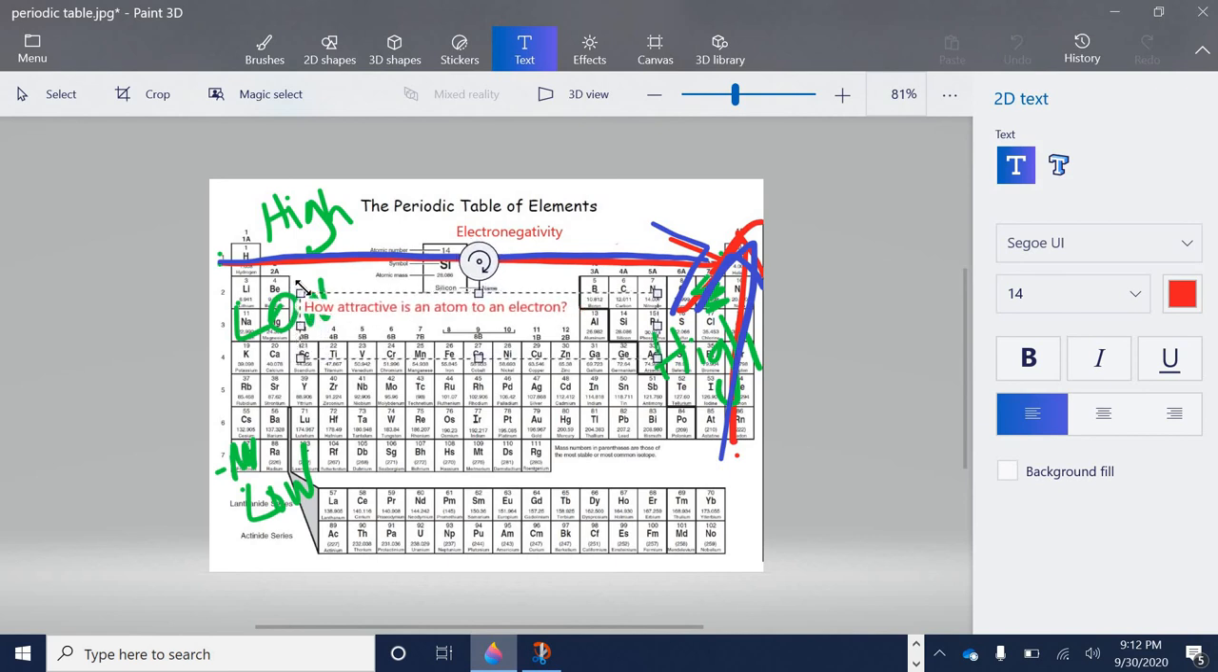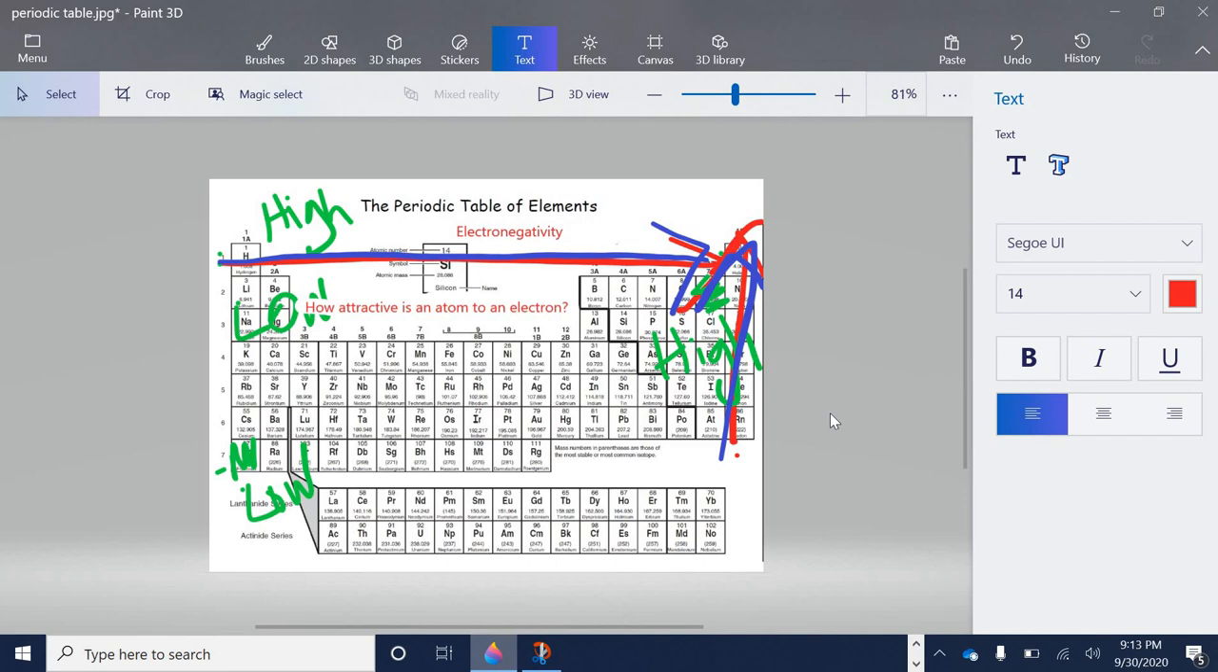How likely would an atom be to steal an electron from another atom or to hold electrons very tightly in a bond? So how attractive is it? Having a high electronegativity means it's very attractive. Having a low electronegativity means it's not very attractive. So again, things in this bottom corner here have a whole bunch of distance between the center of the atom, the nucleus, and the valence electrons. That means that attraction is going to be low. It's not going to be very easy for that atom to gain an extra electron or to attract a new electron because there's so much space between the nucleus and the outer electrons.